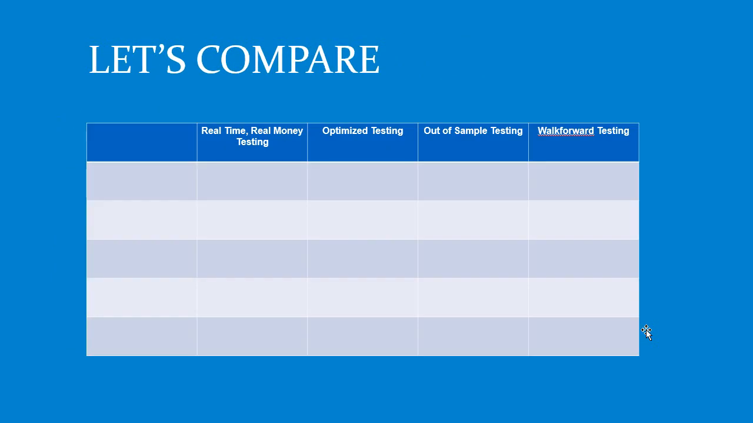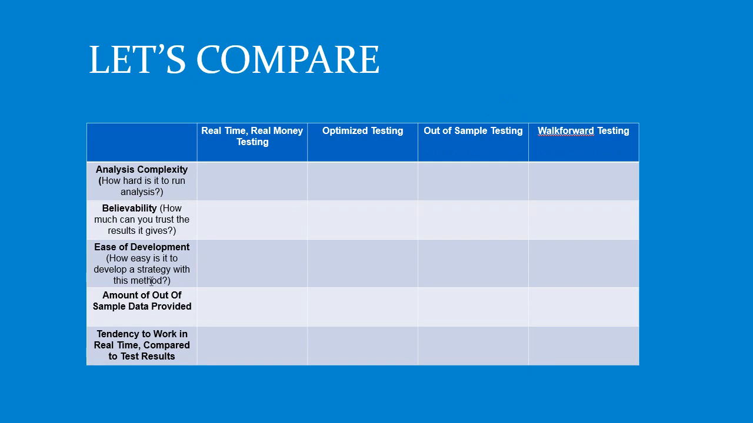So let's compare. How did all these different methods stack up with some different criteria? So we're going to look at the real-time, real money testing, the optimized testing, the out-of-sample testing, and then walk-forward testing. And we're going to look at a few different things. How hard is it to run the analysis? You know, how complicated is it? Because obviously if it's way too complicated, you're not going to do it. You want something that's reasonably simple to run, right?